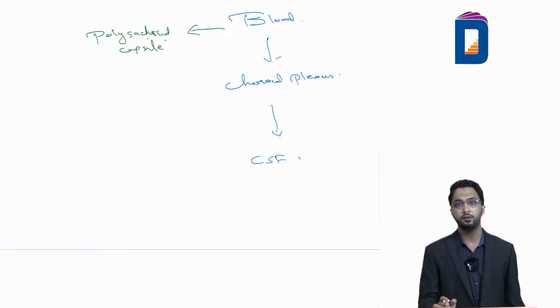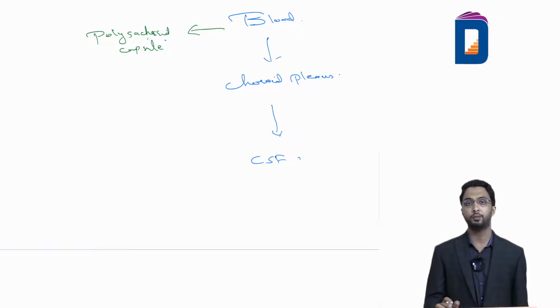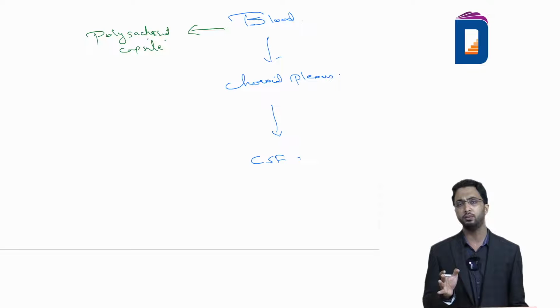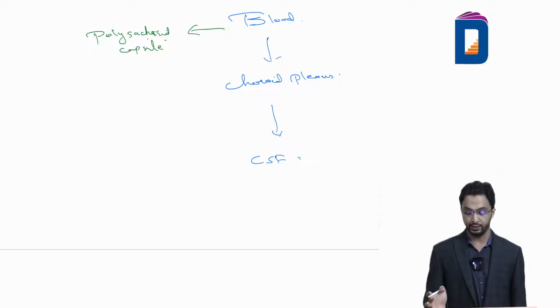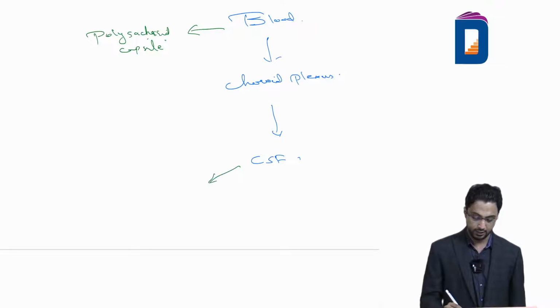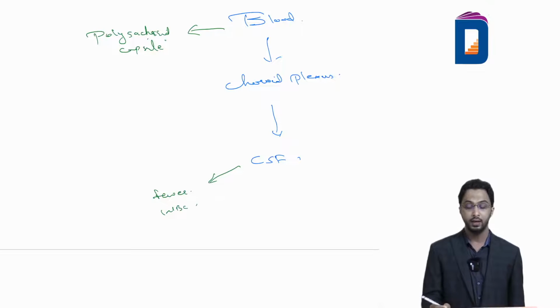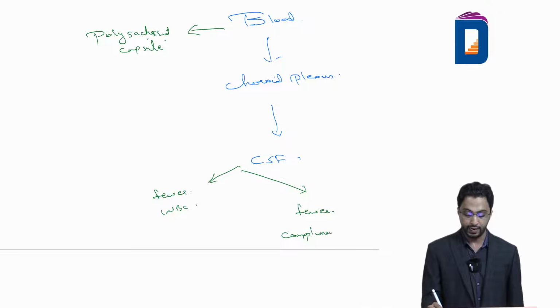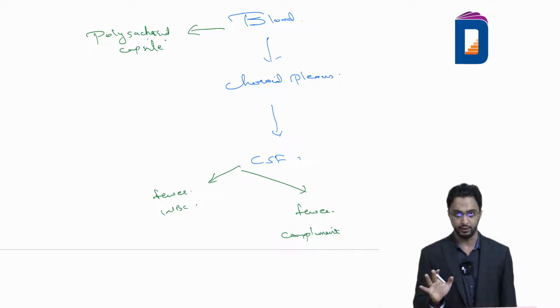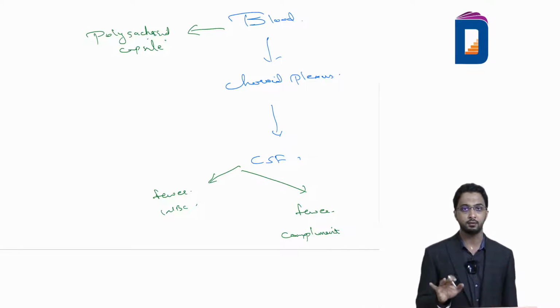Now it reaches CSF. Again, is there any factor which is responsible for a lesser immune response in CSF as well? Yes, it has fewer WBC, and also fewer complement proteins. So all this adds on to the factor that the bacteria is not killed. It remains alive in CSF as well.